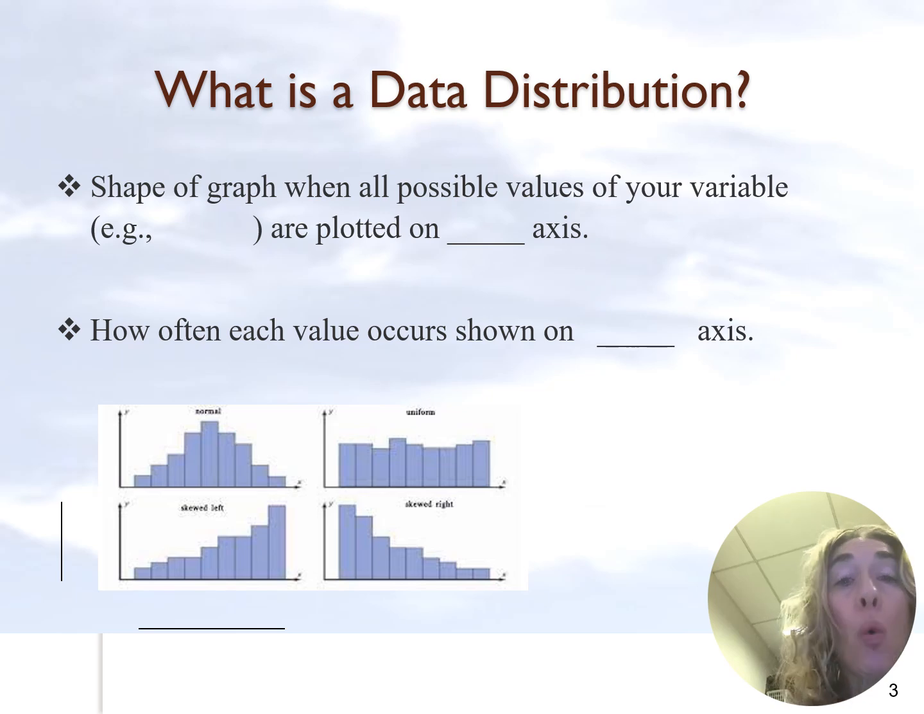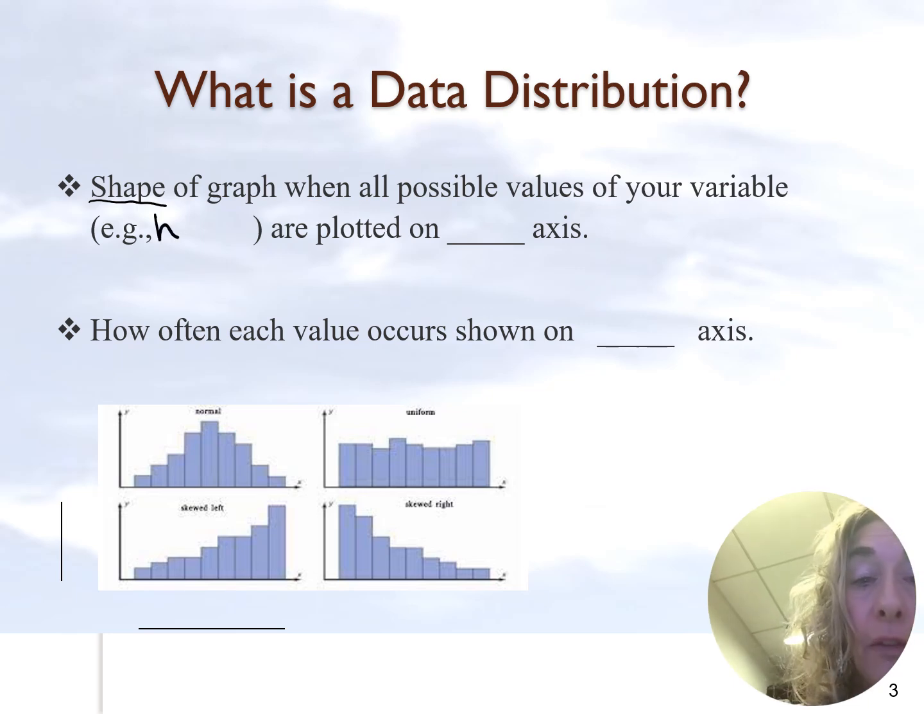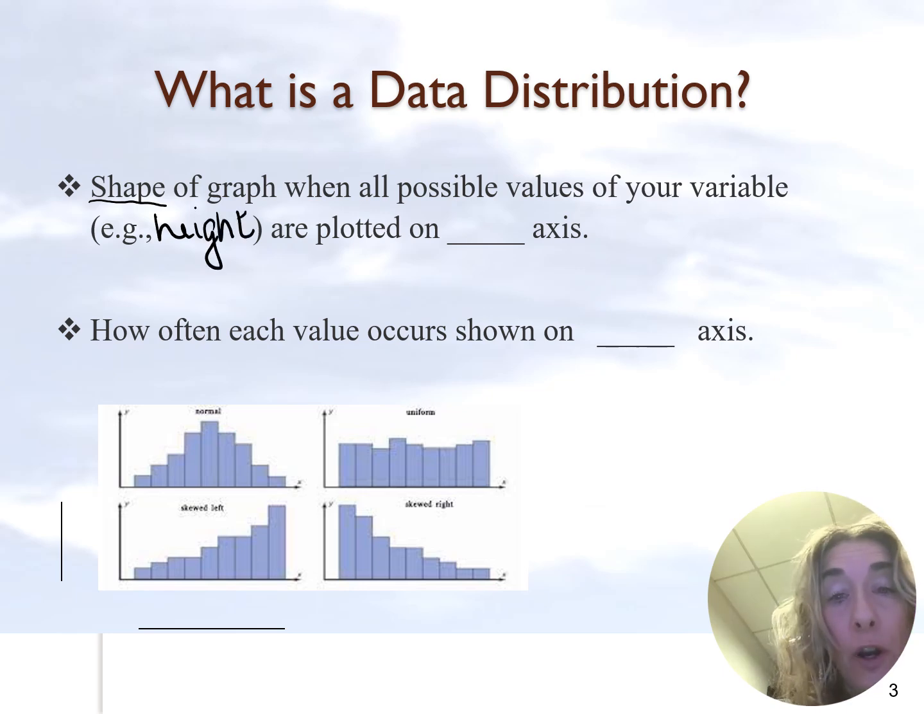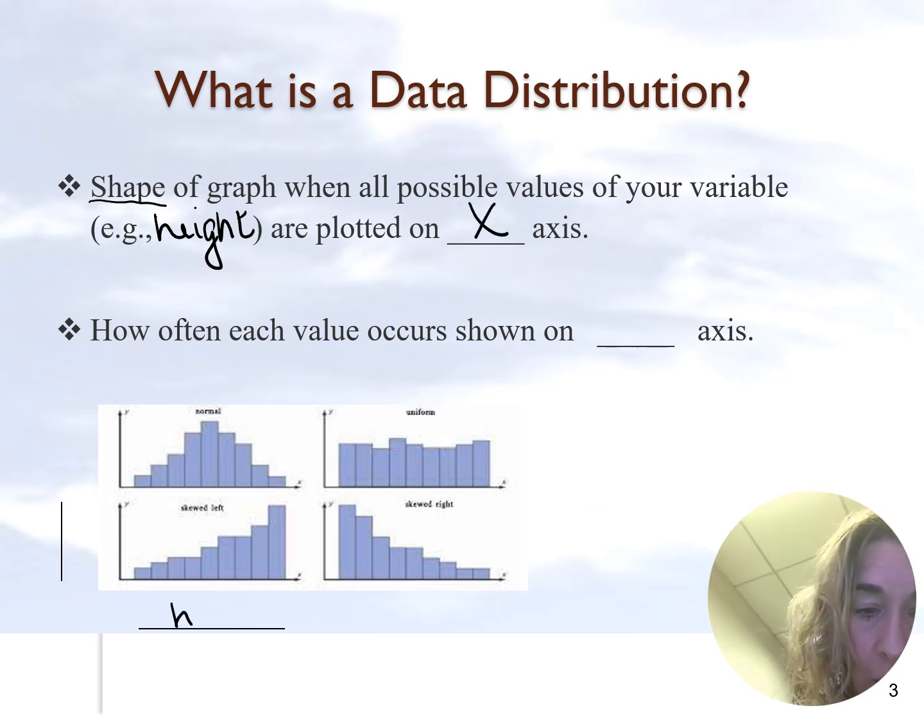Okay, so first, what is a data distribution? Down at the bottom of the screen, these are some pictures of various data distributions. So a data distribution is the shape of a graph when all the possible values of your variable, for example, perhaps we're looking at the variable height, are plotted on the x-axis. So a variable such as height would be plotted on the x-axis.